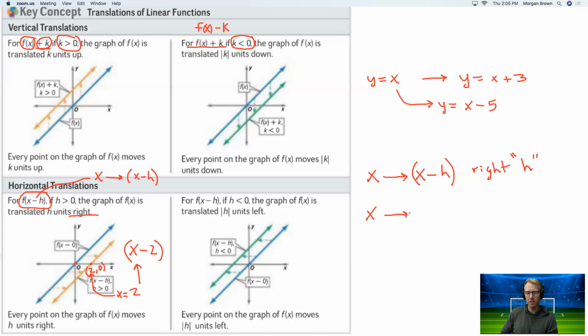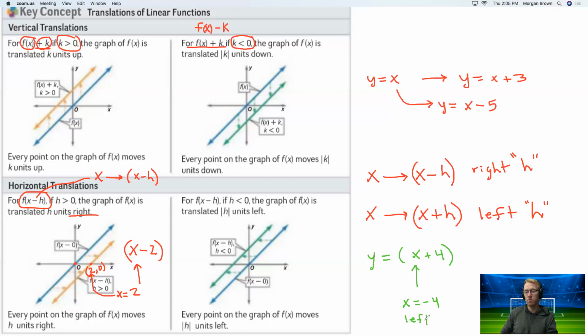So if you replace x with x plus h, because that's what it's actually going to look like when you see it written down, this is going to move left by h units. And again, the way that you can think about it is, imagine you see an actual example like y equals (x plus 4), and I ask myself, what value of x is going to make this whole thing 0? Well, obviously it's going to be -4. And -4 means left 4.